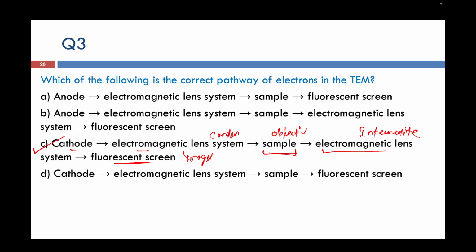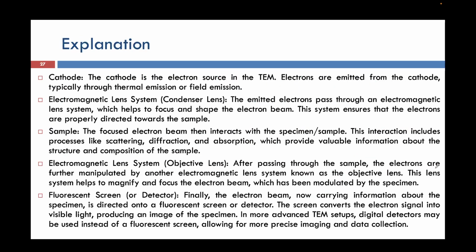Remember, you can get confused by option D, with the fluorescent screen right after the sample. No, if you put a fluorescent screen after the sample, there will be no further magnification. You are not going to achieve millions of magnification in that case. That is why C is the correct answer. Here I have given the explanation of the role of each component: cathode, lens system, sample, lens system, fluorescent screen. You can go through them.